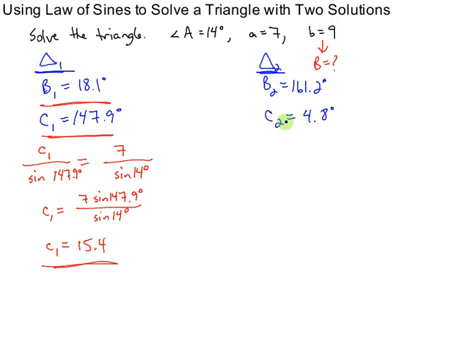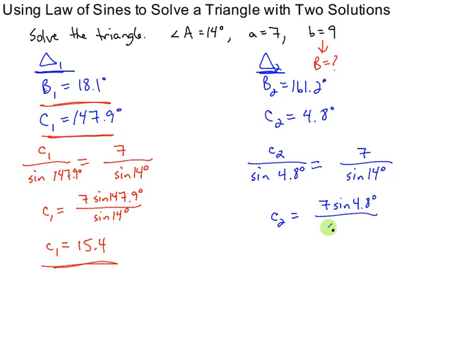So now we know angles A, B, and C, sides A and B. Let's find side C. So to find side C, we use side C over the sine of angle C equals side A over the sine of angle A. To solve for C sub 2, multiply both sides by the sine of 4.8 degrees. And we end up with approximately 2.42.